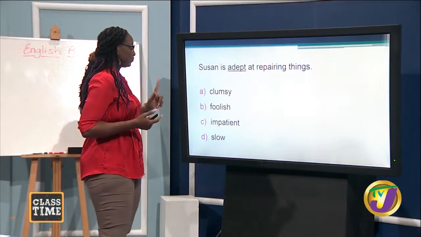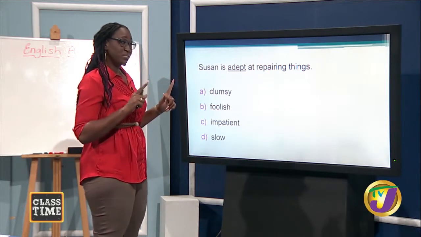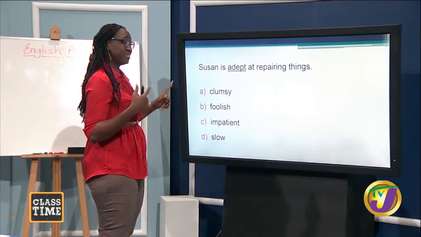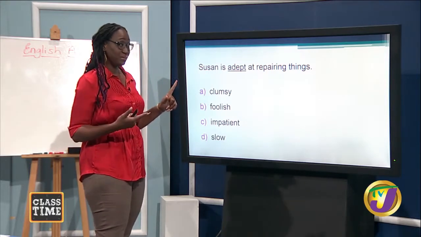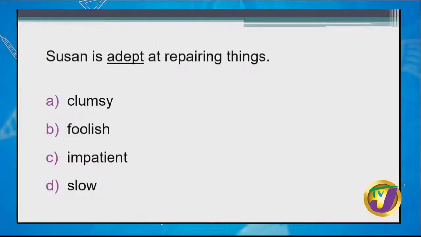So adept means one thing. And we need to know what is the opposite of that. When you're adept at something, you're good at it. So which of these conveys the meaning that you're not so good at it? So we have clumsy, foolish, impatient, and slow. If you're not adept at something, then naturally you're clumsy at it. So you are not good at it.